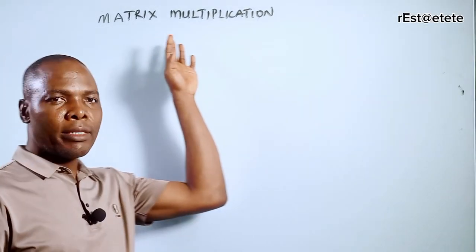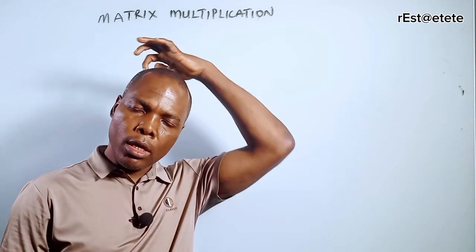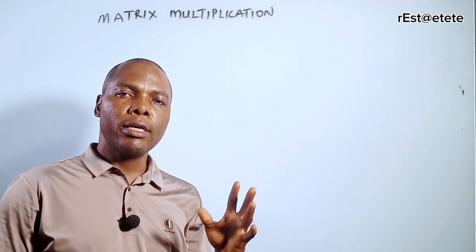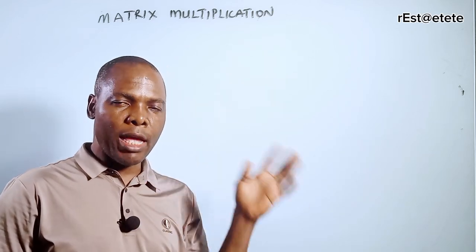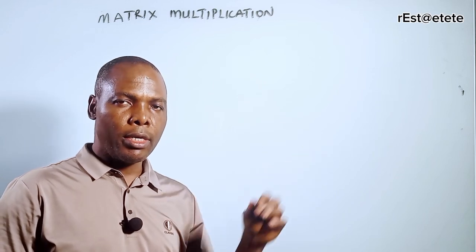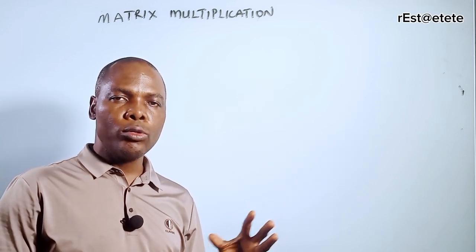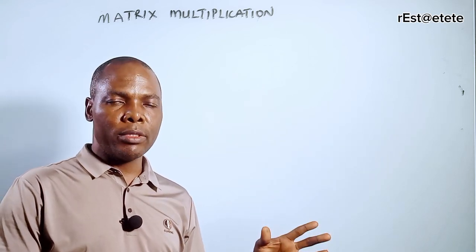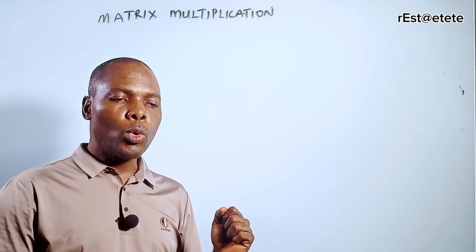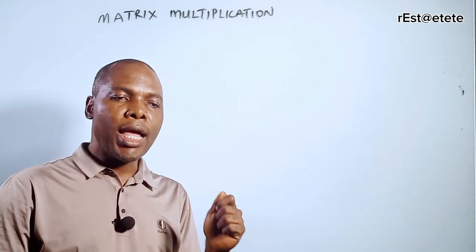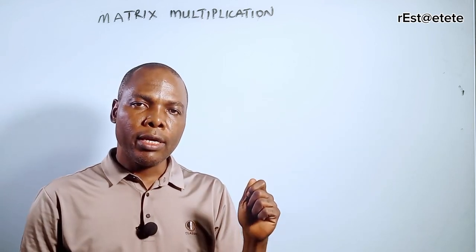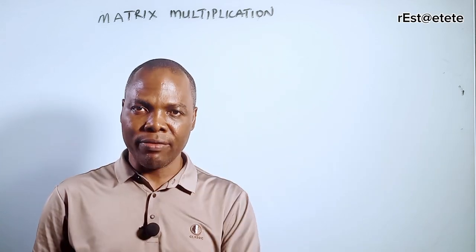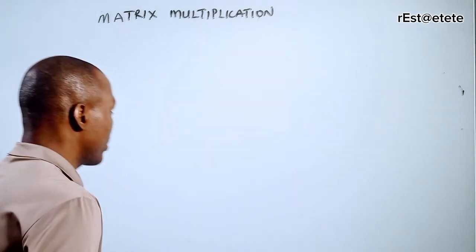Now, we want to look at matrix multiplication. What I've been teaching you actually has to do with realms, different dimensions, matrix. Now, we want to multiply two matrices together, meaning two different realms together. What that simply means is how do you move things from one realm to another realm in order to experience manifestation? That is what we want to look at.